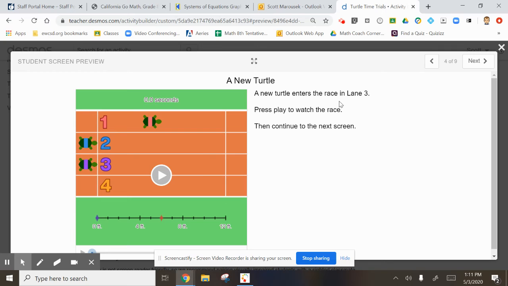A new turtle enters the race in lane 3. Press play and watch the race, then continue to the next screen. All right. Lane 3.